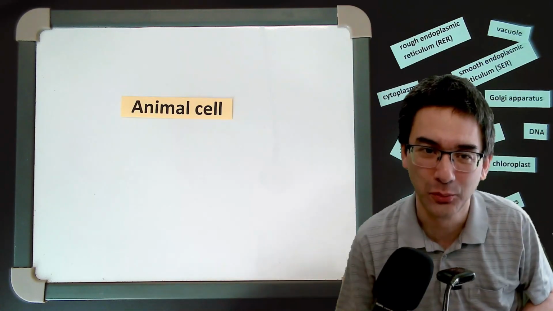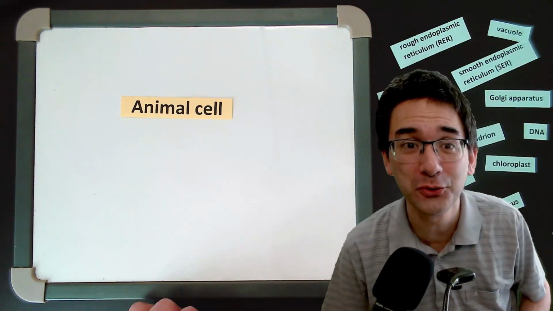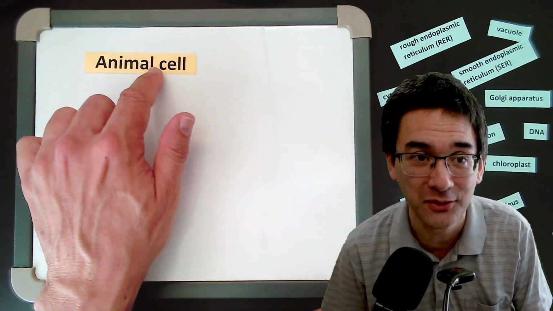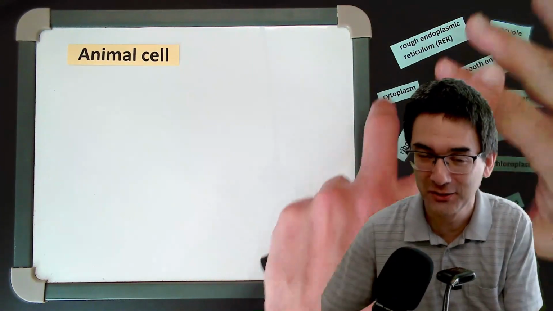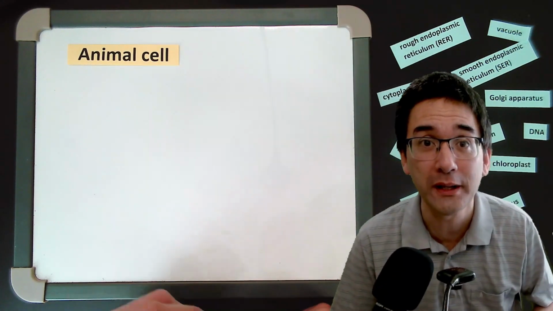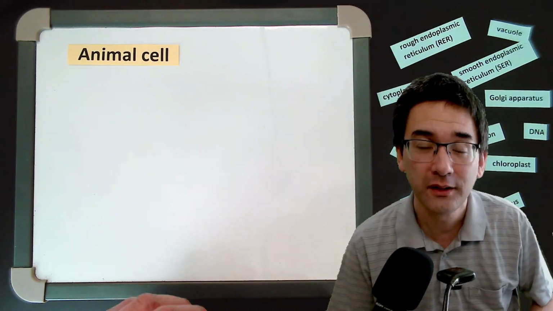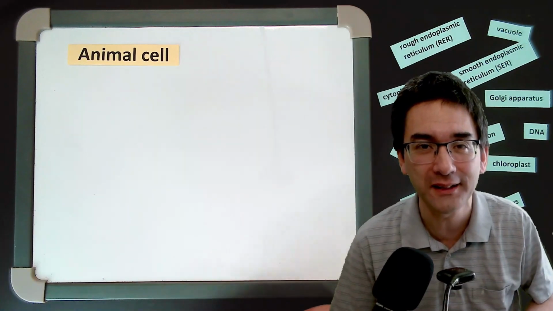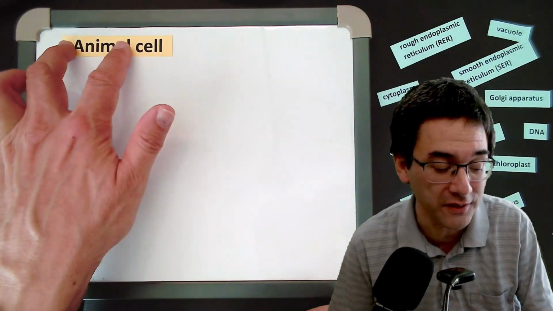So hi, hello and welcome, and in this video we're going to draw an animal cell together, and we're also going to label it, so you see all of the labels here. And in a different video I'm going to show you a plant cell as well. There are a few important differences, but that is something that I'm going to do in a different video.